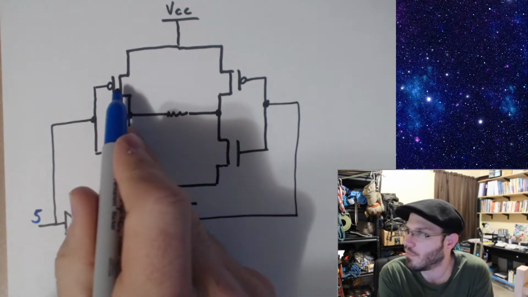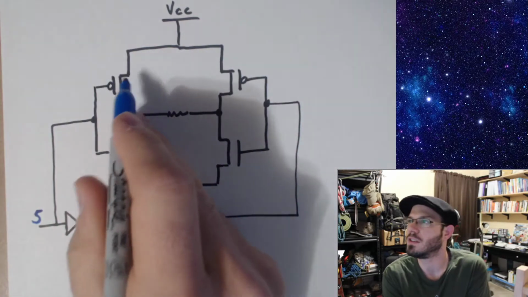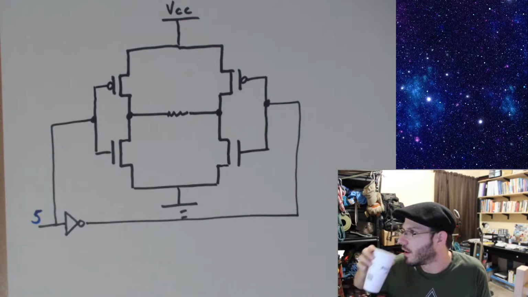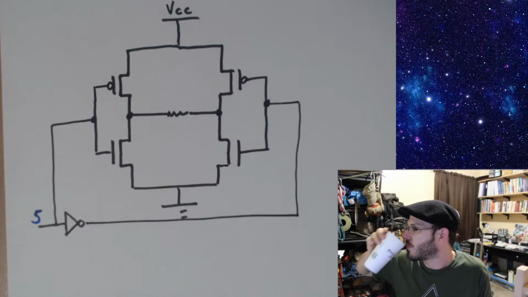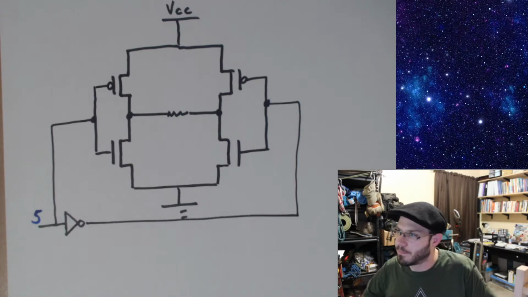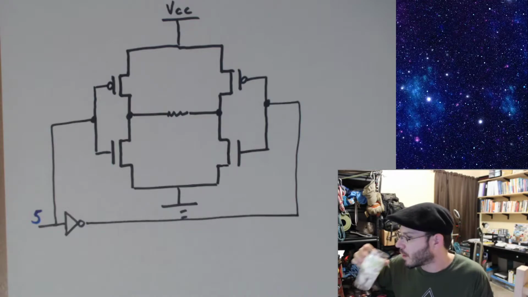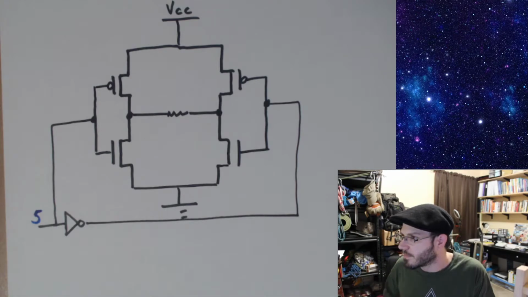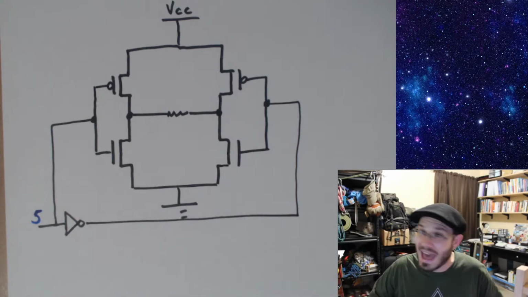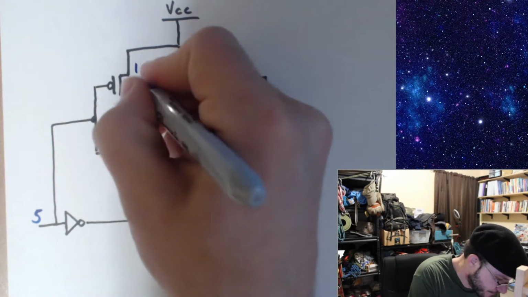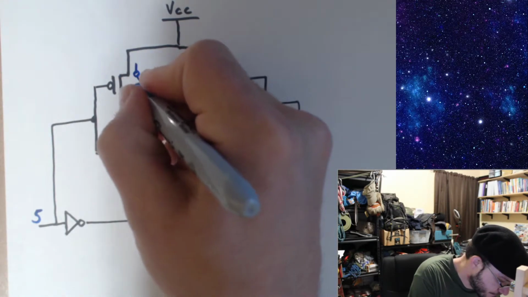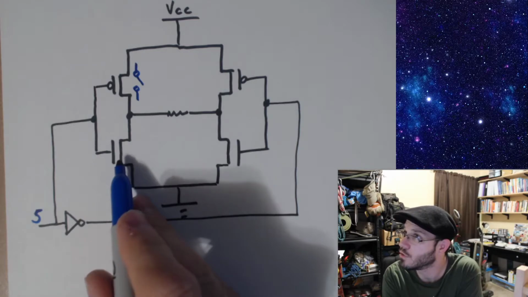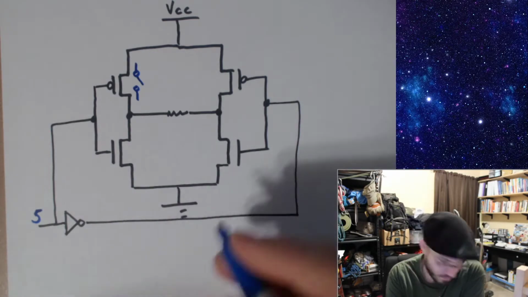is this one on or off? Help me out with this. 5 volts into a P channel MOSFET, closed or open? Just type it in chat. Five volts into a P channel. Covered it 10 minutes ago. Yeah, it's open. Okay, 5 volts into an N channel. Closed or open? Closed.